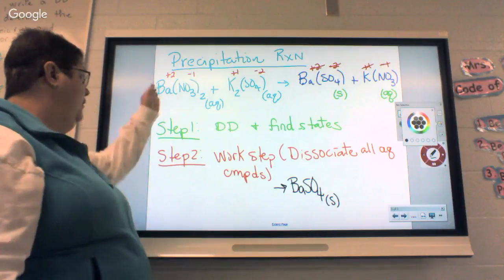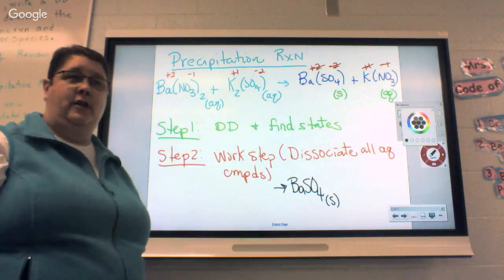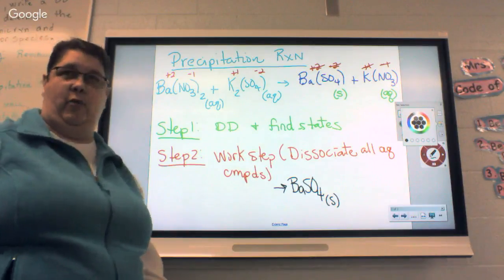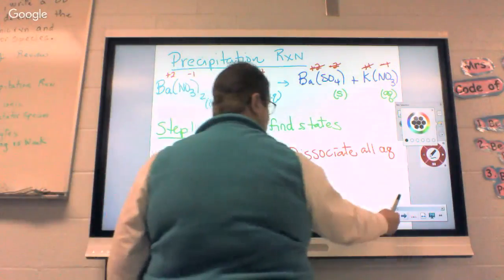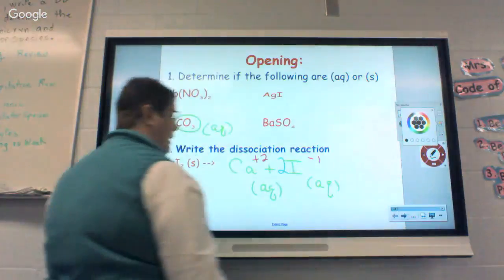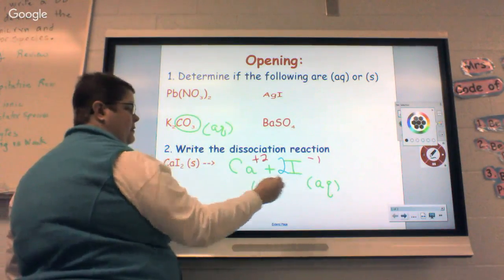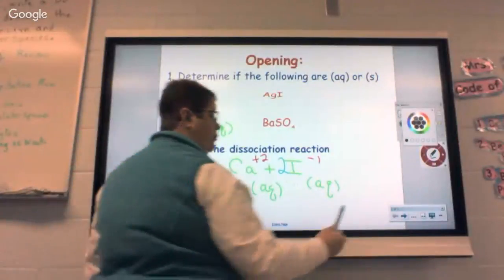Now, the other three are aqueous, so I'm going to do what with them? I'm going to dissociate. I'm going to break them apart. So, what was dissociate again? If I go back, see how that was together? And I broke it into ions? That's what I'm getting ready to do.